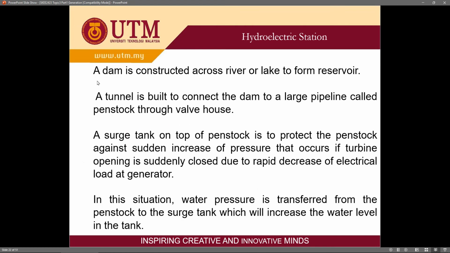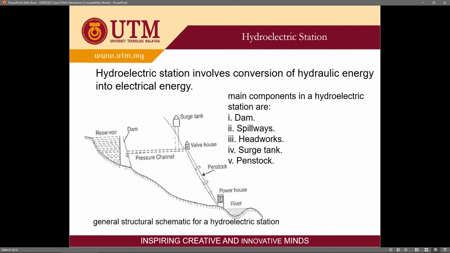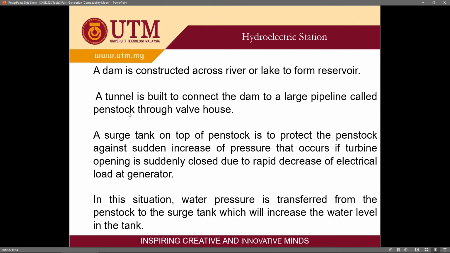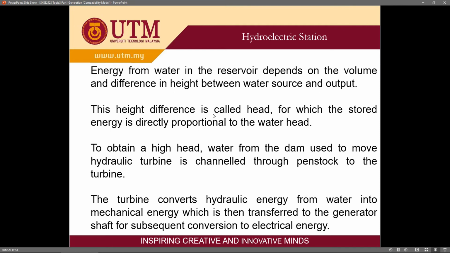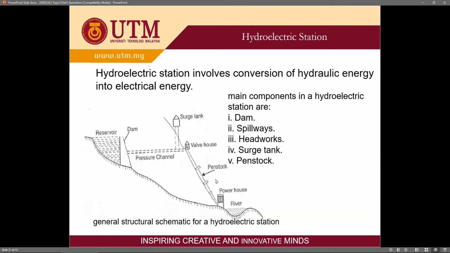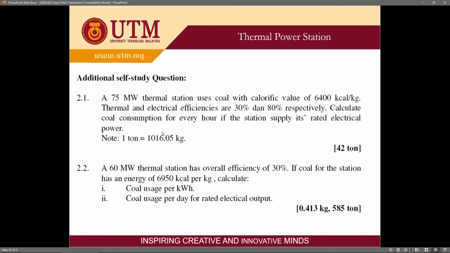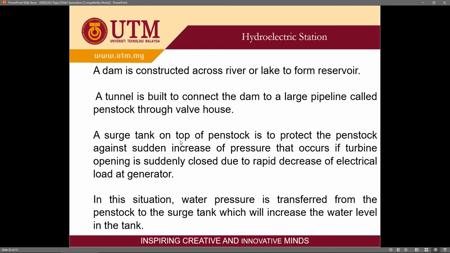I think I already explained this to you. A dam is constructed across the river or lake to form a reservoir. You can see here, this is the dam, this is the reservoir. A tunnel is built to connect the dam to a large pipeline called a penstock through a valve house. From the valve house to the powerhouse, you have a penstock. This is just a valve. A surge tank at the top of the penstock is to protect the penstock against the sudden increase in pressure that occurs if the turbine opening is suddenly closed due to rapid decrease in electrical load.